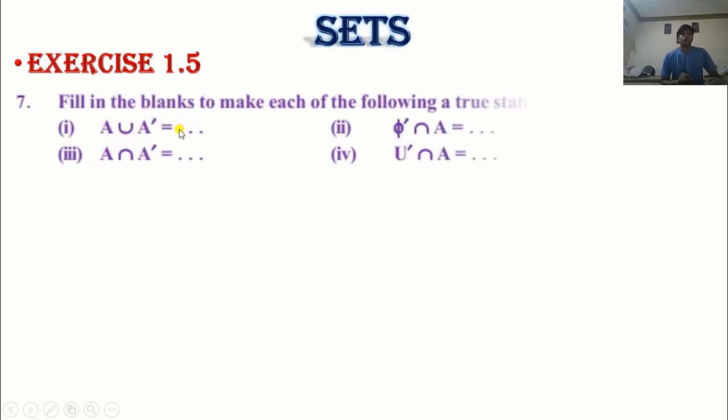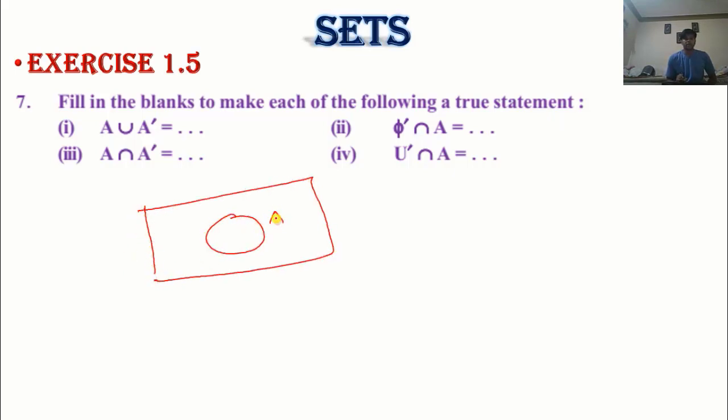See the next question. Fill in the blanks. This was the diagram that we have seen earlier. A means inside this one, and A dash means outside this one. So A union A dash will become the universal set U. Phi dash means U, as per the property. Then U intersection A: obviously A is a subset of U, so in the intersection you get the smallest set. The elements of A are common to U because A is a subset of U, so you get A.